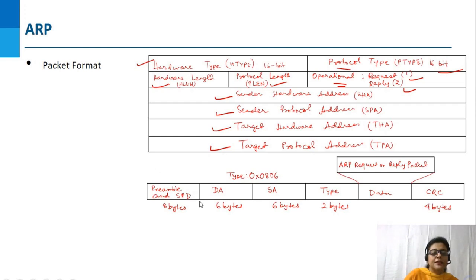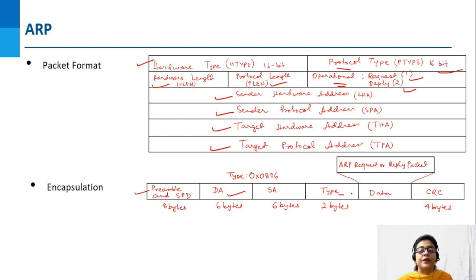Now this is the encapsulation. Whenever a packet has to be sent, it has to be encapsulated. So the encapsulation consists of the first field, the preamble and SPD of 8 bytes, then the destination address of 6 bytes, the source address of 6 bytes, the type of 2 bytes, and data, which can either be an ARP request or reply type of packet, and then we have the CRC, which is 4 bytes long.